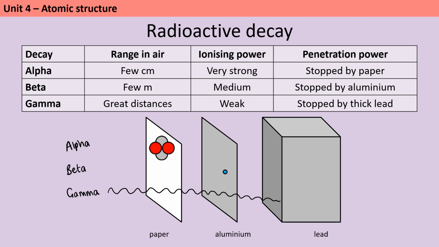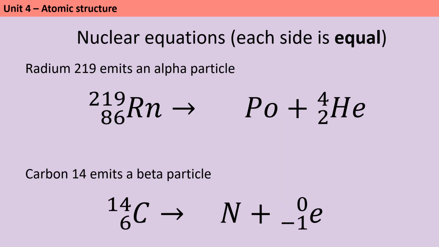Now, for these nuclear equations for the GCSE AQA exams, you don't actually need to be able to predict what the daughter elements are, but you do need to be able to make the atomic numbers and the mass numbers balance. So for an alpha particle being released, this is relatively straightforward. Radium-219 has a mass of 219, and the alpha particle has a mass of 4. So therefore, the polonium daughter nucleus must have a mass of 215, because the two sides of the equation have to add up to be the same as each other.